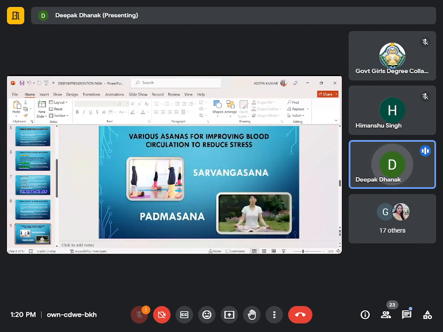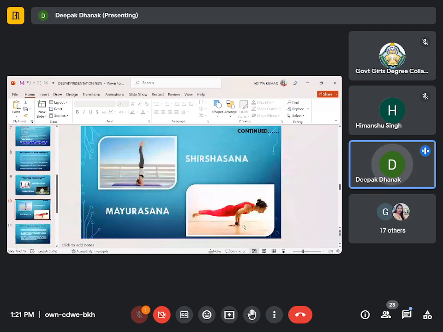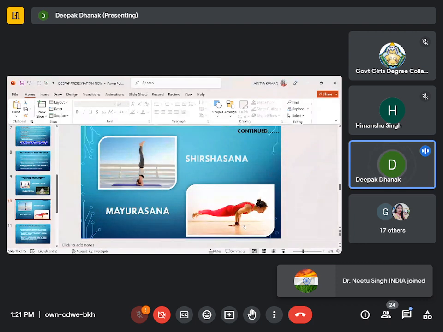Now we will discuss some asanas which help to improve blood circulation, which further helps to reduce stress. First is Sarvangasana. It is also known as shoulder pose. Next is Padmasana. Another is Shirsasana and one more is Mayurasana. There are many more yogic exercises which help to improve blood circulation.